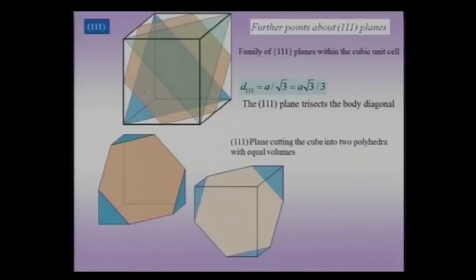That means the orange plane, truly speaking, does not belong to the same set. It has the same orientation, but I will not consider it when I am considering 111 planes. Because if I am talking about atoms lying on a 111 plane, I would only consider, for instance, the blue plane and the green plane to be equivalent and not the orange plane. And we have seen that the blue plane and the green plane together will trisect the body diagonal as given by the d111 information.